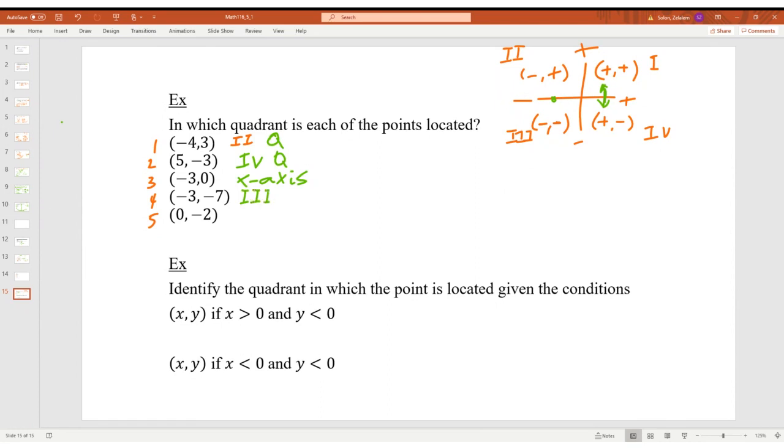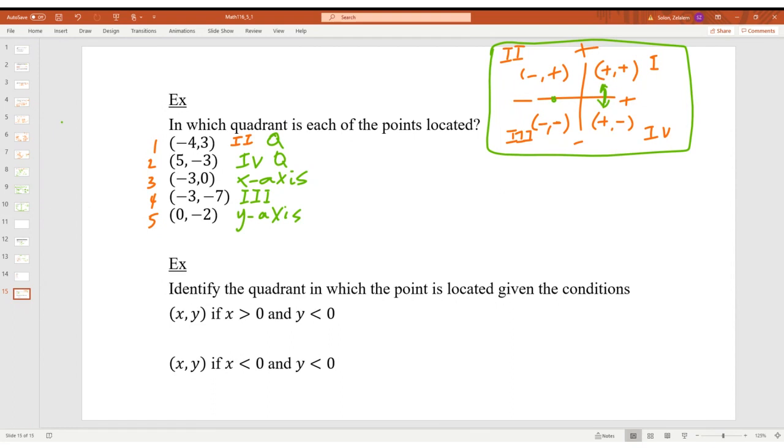Now the last one is 0, -2. x is 0, y is -2. In which quadrant, or if it is an axis, in which axis is it? It is on the y-axis. Excellent. So this is on the y-axis. It's not in any quadrant. Okay. This is how you identify where the numbers are. So just keep this in mind and see the sign, and it will guide you which point is in which quadrant.